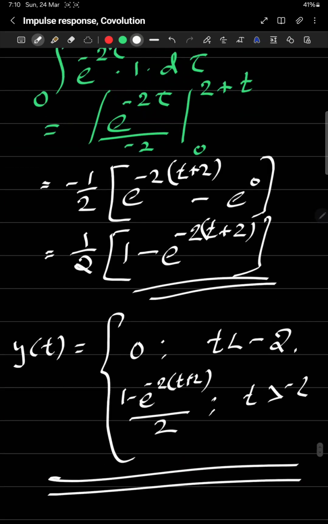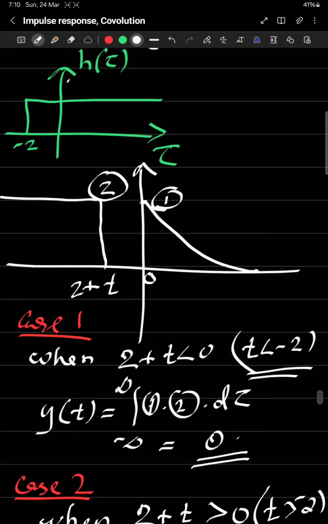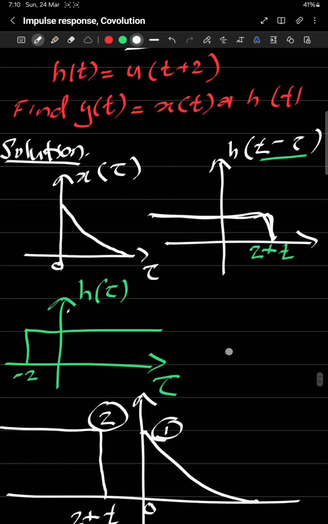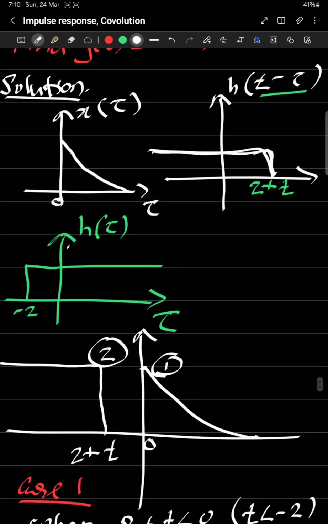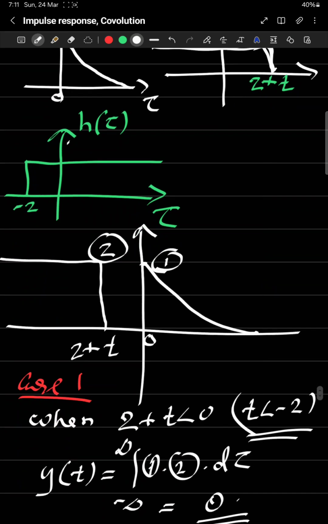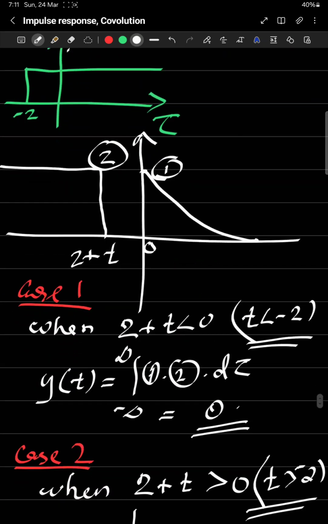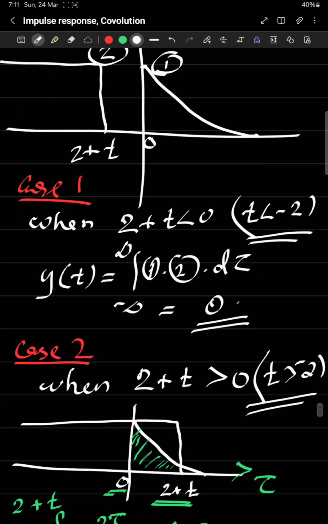So this is how you can graphically solve convolution. I will just recollect it once again. The first step is to convert everything into the tau axis, x of tau and h of tau. Then you have to plot x of tau and h of t minus tau. Now you have to slide h of t minus tau over x of tau, and identify the different conditions where the product changes. In each range you calculate the convolution integral, that is, minus infinity to plus infinity of the product of the waveforms d tau. The product of the waveforms means x of tau and h of t minus tau.